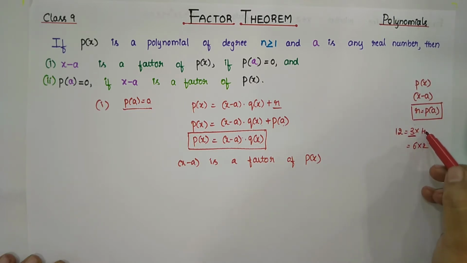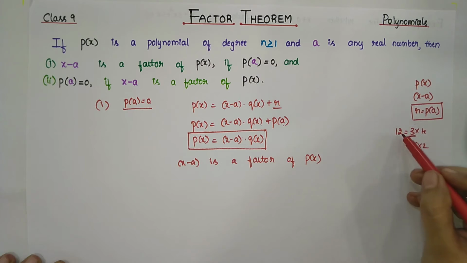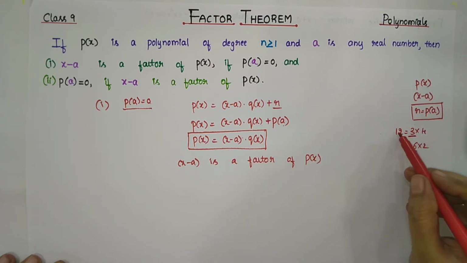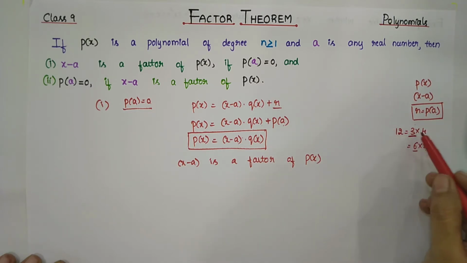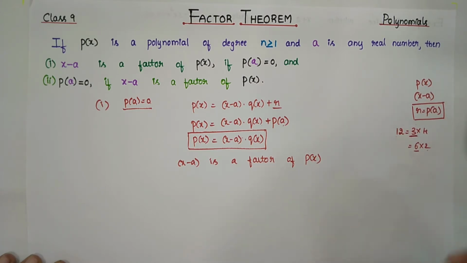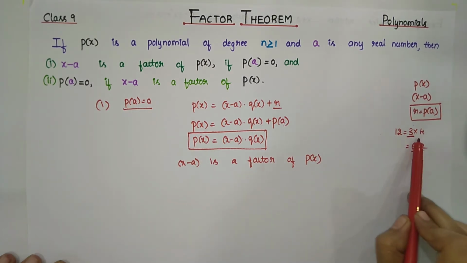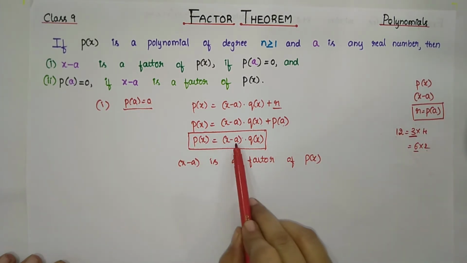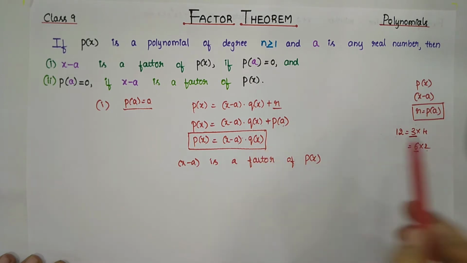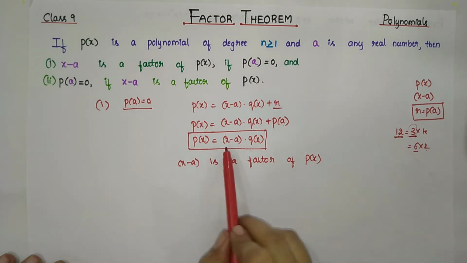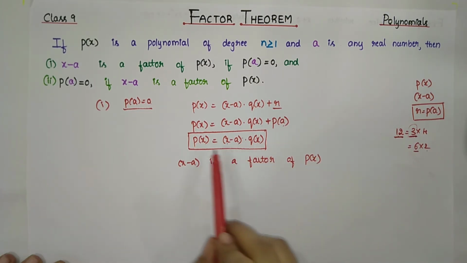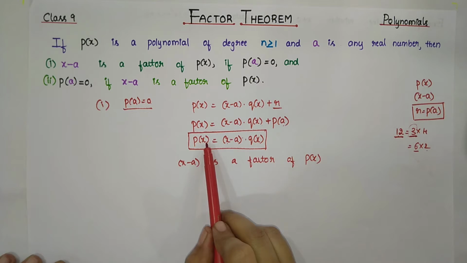Similarly, 4 also can be considered as a factor of 12, and 6 is also a factor of 12. 2 is also a factor of 12, because when you divide 12 by these numbers, it completely divides 12 and you will get remainder equal to 0. Similarly, it is in this form only, that is p of x is equal to x minus a into q of x. So as you can consider 3 as a factor of 12 here, similarly you can consider x minus a as a factor of the polynomial p of x.